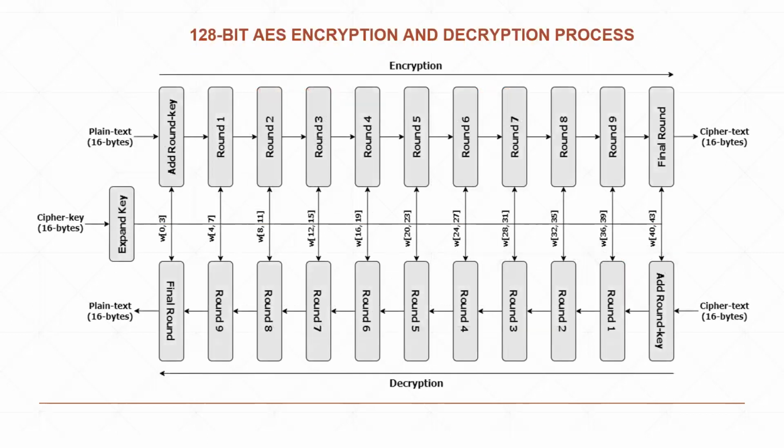This figure shows the working of AES encryption and decryption using a 128-bit cipher key. The encryption part takes 128-bit plain text as input and produces a 128-bit cipher text. The reverse process, the decryption part, takes 128-bit cipher text as input and produces the corresponding 128-bit plain text.